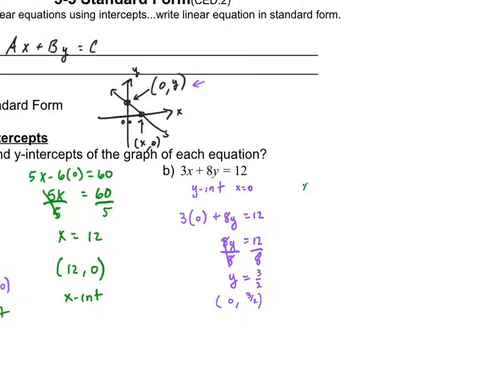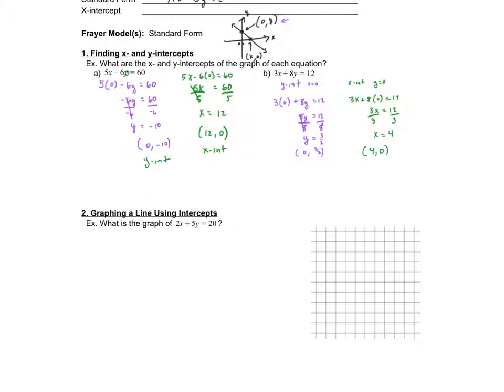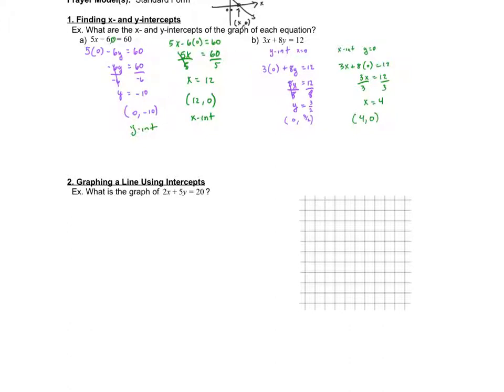And to calculate my x-intercept, I know that y is going to equal 0, so I have 3x plus 8 times 0 equals 12. 3x equals 12. Divide both sides by the coefficient, and then x is going to be equal to 4 on my x-intercept, so that would be coordinate 4, 0. There's calculating my intercepts quickly using the standard form. That's one of the largest benefits of the standard form. Most often not used, but it does have its value.